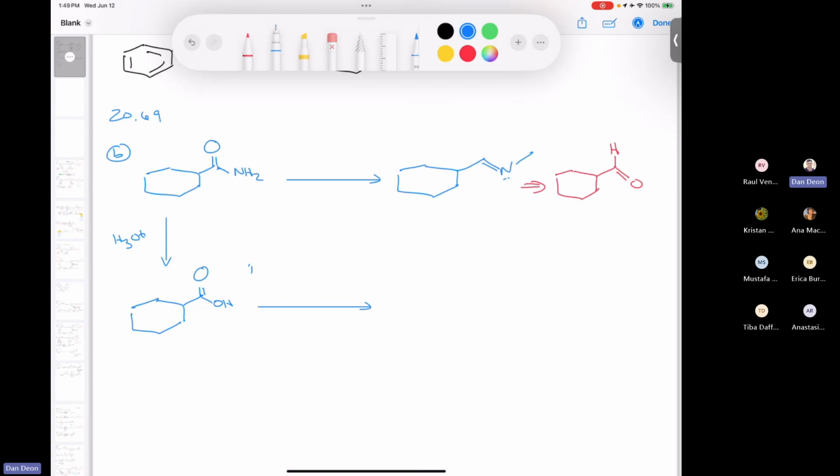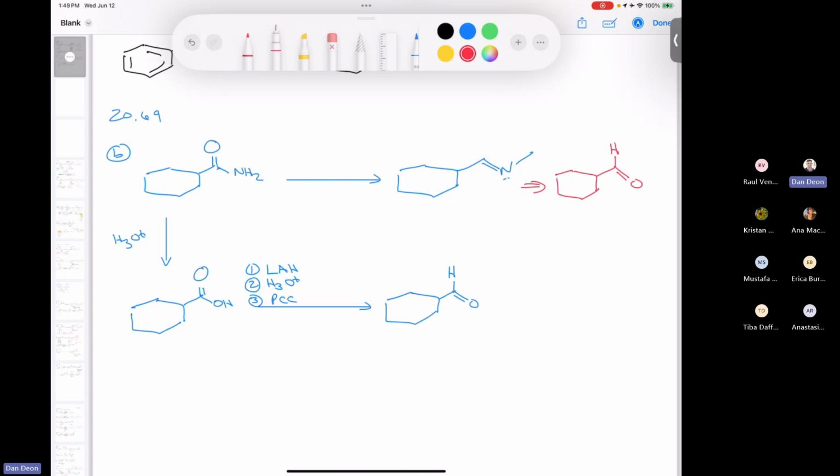So I'll just write this down here. Just bear with me. I'm going to put LAH in the first step. That would give you the alcohol. Second step is H3O plus to do the proton transfer. And then the third step would be PCC. And there's no debate, that's going to give you the aldehyde.